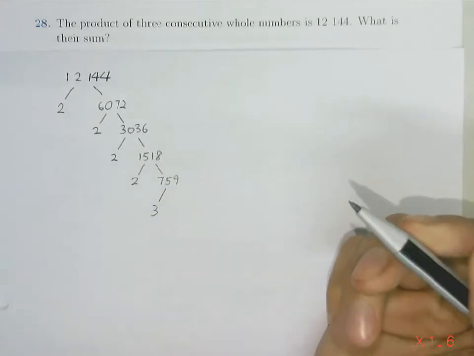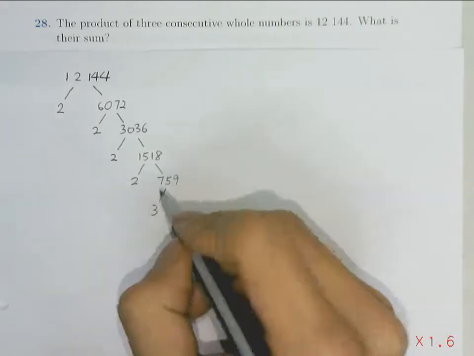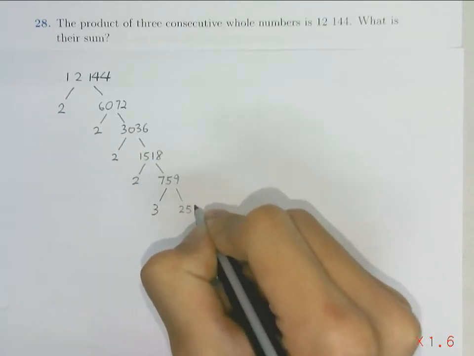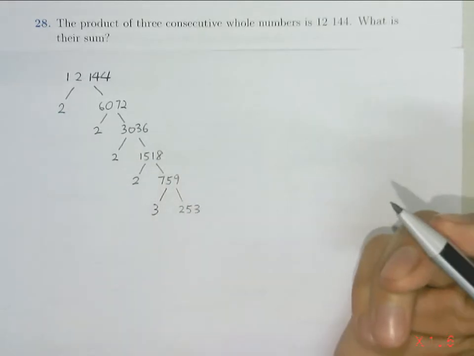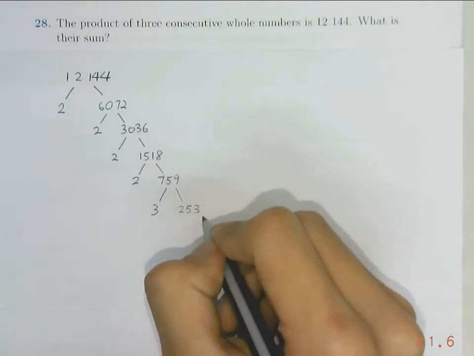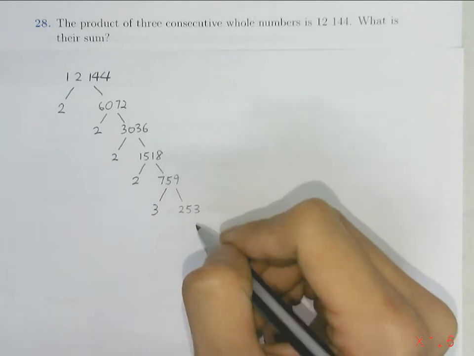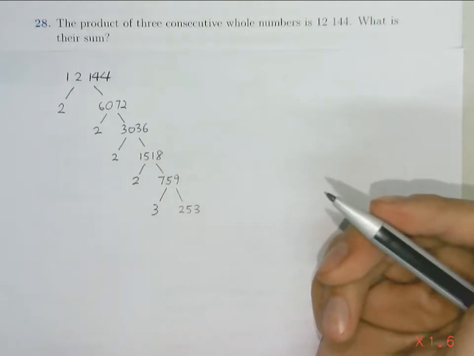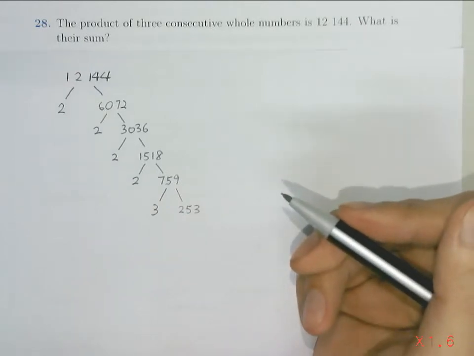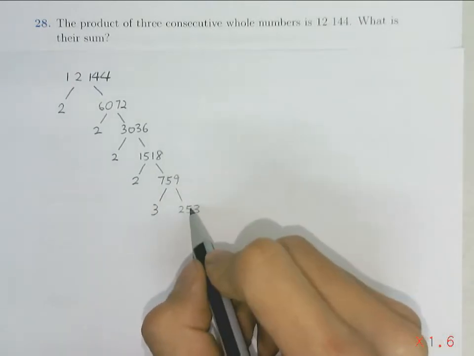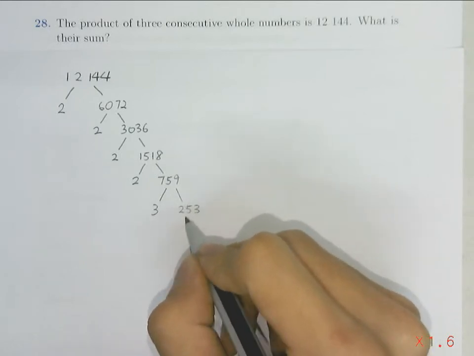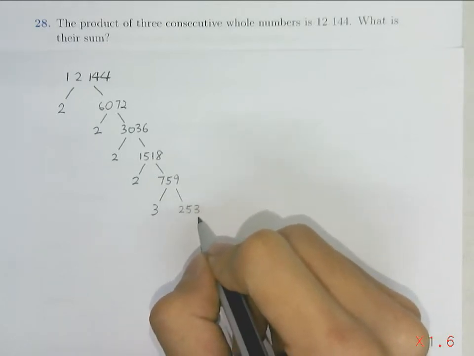Since 3 is the next prime number, we start off with 3. This will give us 253. Now 253, using the sum of digits again, 2 plus 5 plus 3 is 10. So 10 cannot divide by 3, so we will not use 3 anymore. Next prime number is 5. The rule of 5 is that the last digit must be 5 or 0, but we cannot divide this by 5 because the last digit is not 5 or 0.